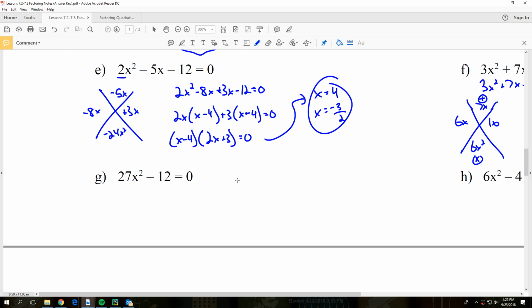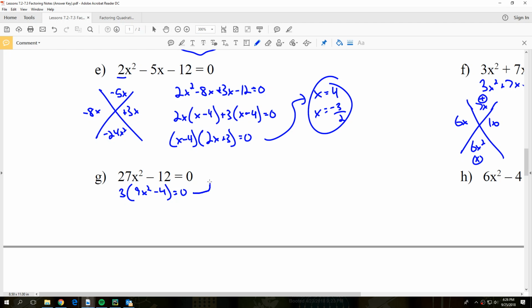All right, next up here, in this case, there's a couple different ways to do this. You can either just solve for x by adding the 12 over and then divide by 27, taking the square root. Or you could pull out a GCF, which makes it easier. So in this case, I can pull out a 3, it looks like. If I pull out a 3, that leaves me with 9x squared minus 4 is equal to 0. And this happens to be a perfect difference of squares.